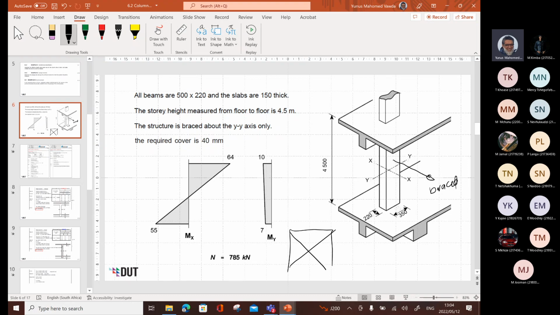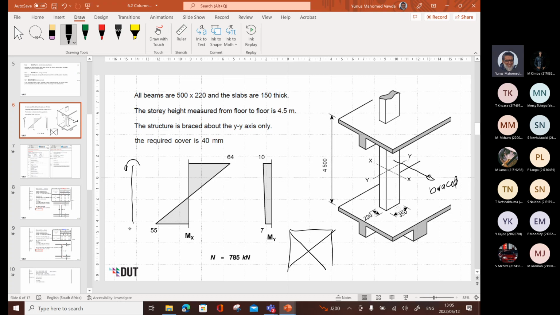Beams are 500 by 220, so 220 there and 500 the depth. 150 millimeter thick slab. The dimensions of the column are 220 and 350. And you've got a bending moment in the x direction, 64 and 55. This is double curvature. Okay, so this one is double curvature. You've got moment in that direction and moment.